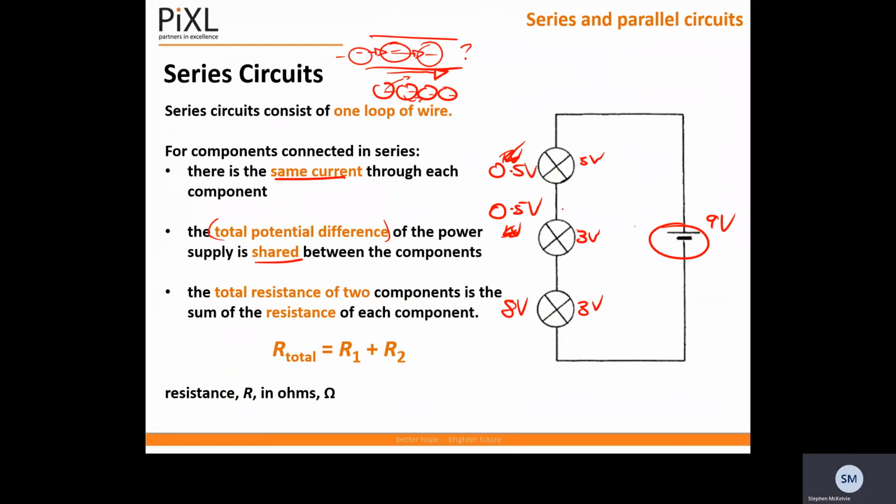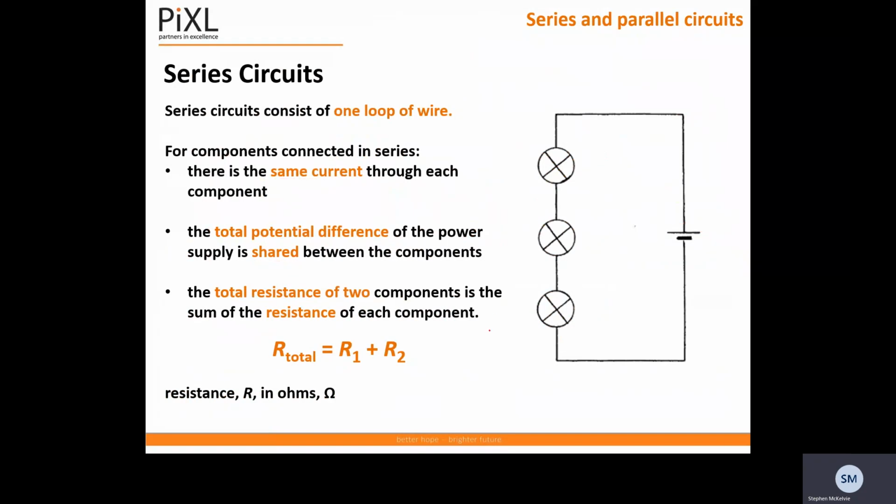Now, when we wire components in series, side by side, end to end, in cascade, the total resistance of the components is the sum of the resistance of each component. What does this mean? Well, if this was a 10 ohm lamp, and this was a 10 ohm lamp, and this was a 10 ohm lamp, then the total resistance would be the sum of all those resistances. So the total resistance would be 30 ohms.